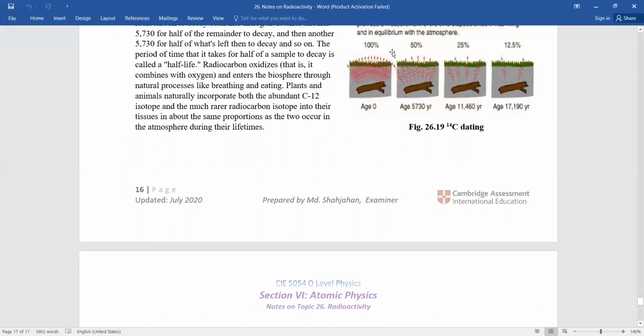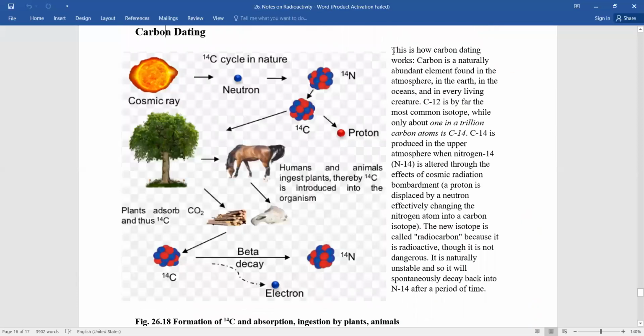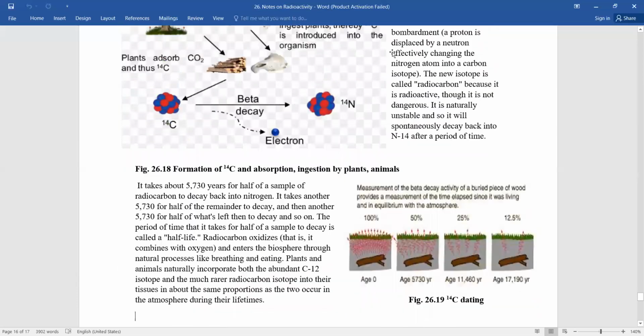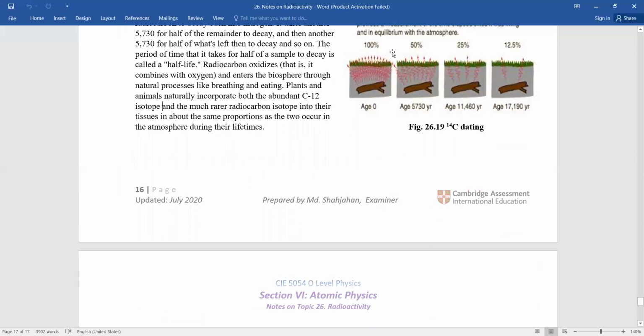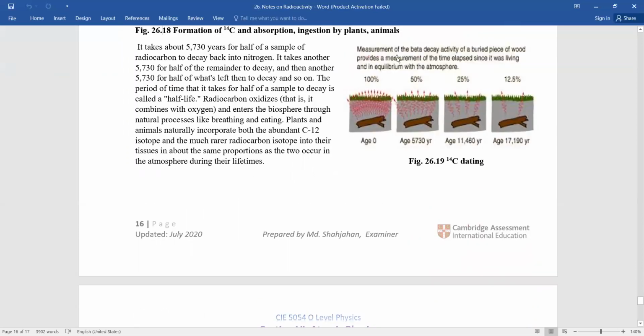So you understood it, right? How carbon dating is working. Then here we gave also one example, the way I was saying. The plant's age here is 0. Then after one half-life, its age is 5730 years, then two half-lives, then three half-lives. So its radioactivity is also decreasing. You see, this way it's working.